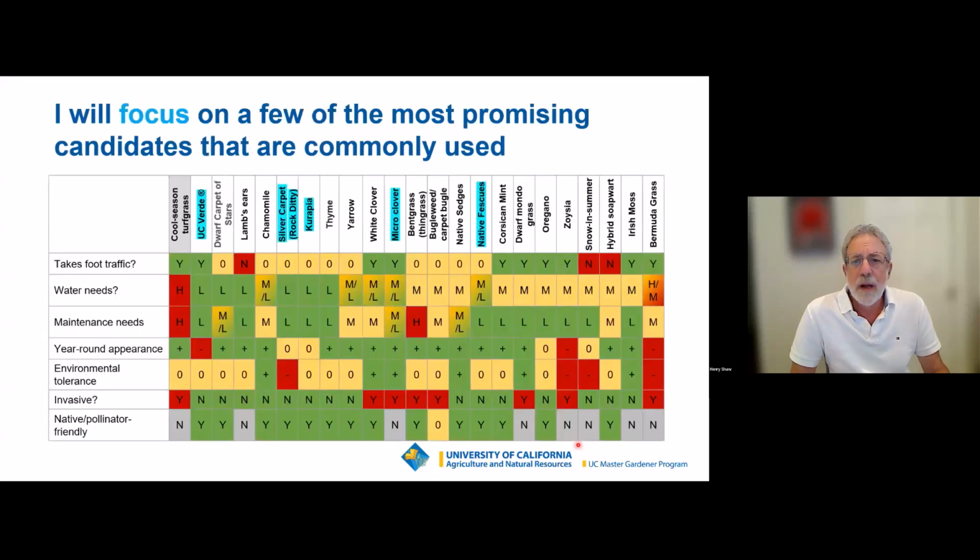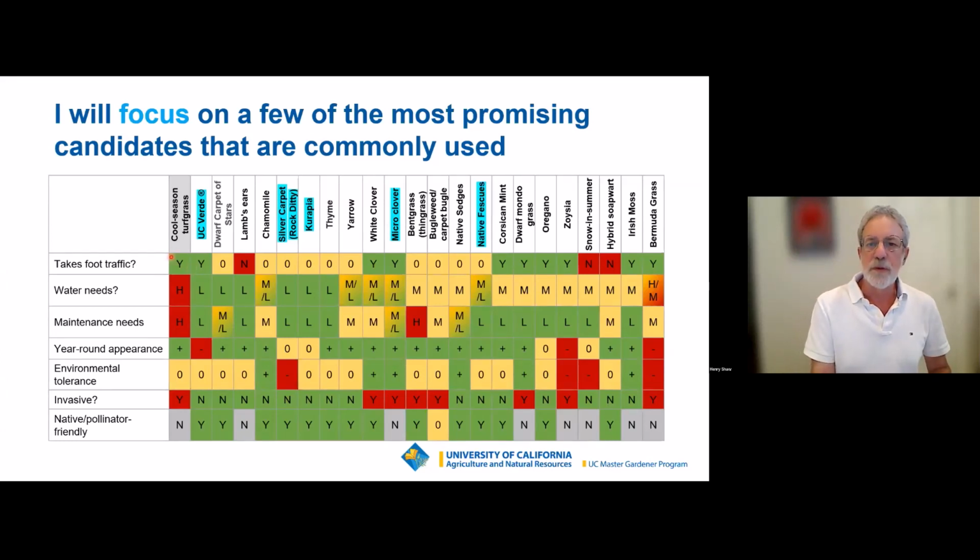So I've assessed all of those many alternatives, listed across the top, with the first column being cool season turf grasses for comparison. And then given a stoplight chart grade. If it's green, then it means it's pretty good. If it's yellow, it means maybe. And if it's red, that means it's kind of deficient in that area.